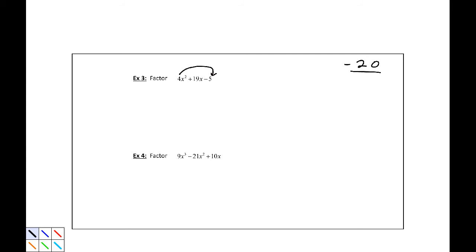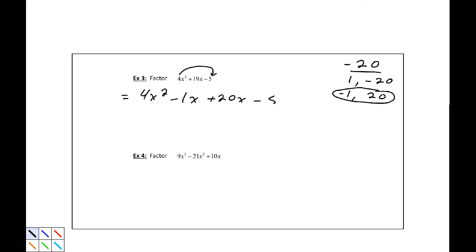So that would be 1 and negative 20. That adds to be negative 19. Not quite. Actually, I can stop there. I can change this to be negative 1 and positive 20, and that will add to be positive 19. So I'm going to rewrite this as 4x squared minus 1x plus 20x minus 5.